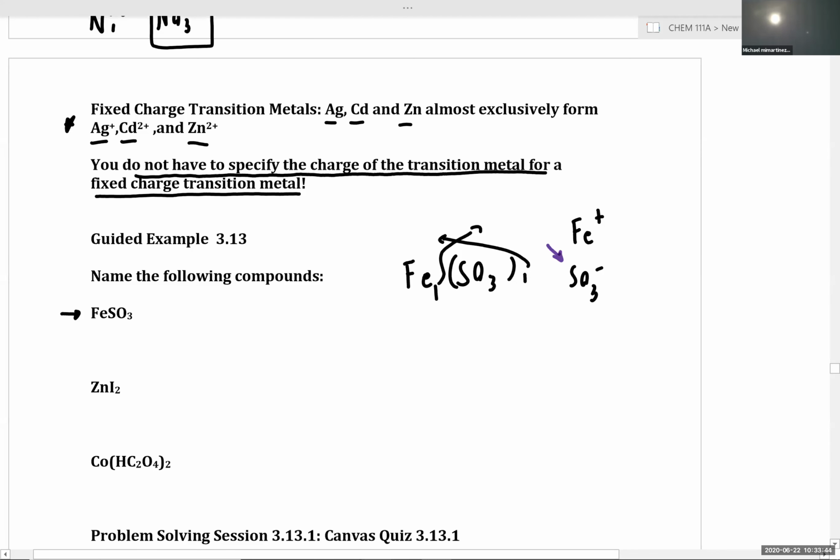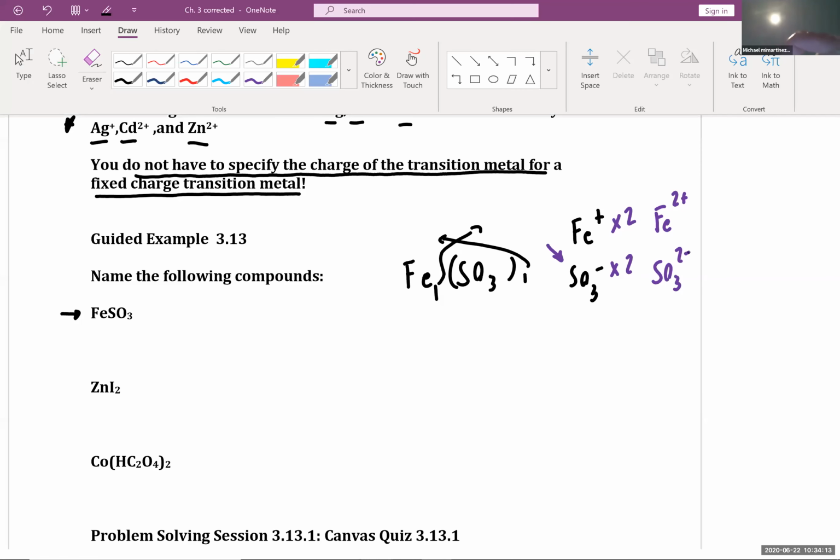Now, if we go to our list of polyatomic ions and their charges, is this the correct charge for sulfite? No. So in order to correct our charges, we're going to multiply both of our charges by a common whole number. What whole number do we choose? 2. Yep. So that in turn gives us Fe2+ and SO3 2-. Now we can name this compound.